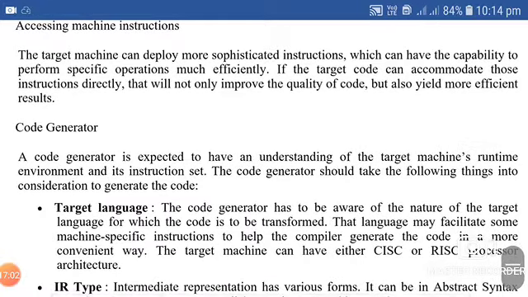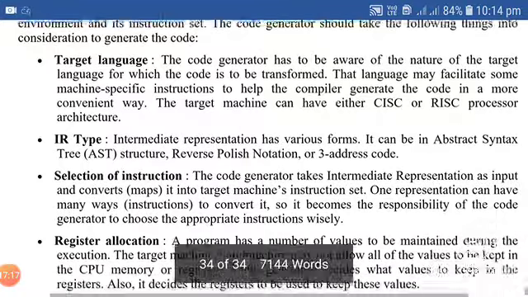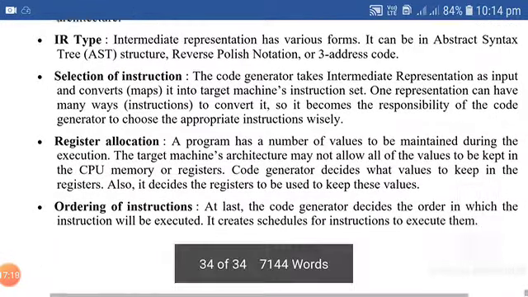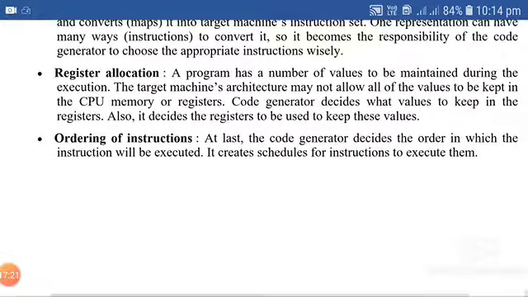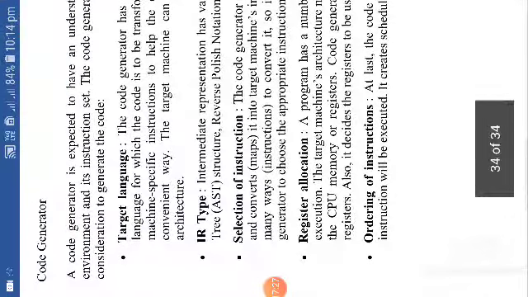Next one is the code generator. The code generator is expected to have an understanding of the target machine's runtime environment and its instruction set. The code generator should take the following things into consideration to generate the code: target language, IR type, selection of instructions, register allocation, and ordering of instructions. With this, we are completing the part C section.